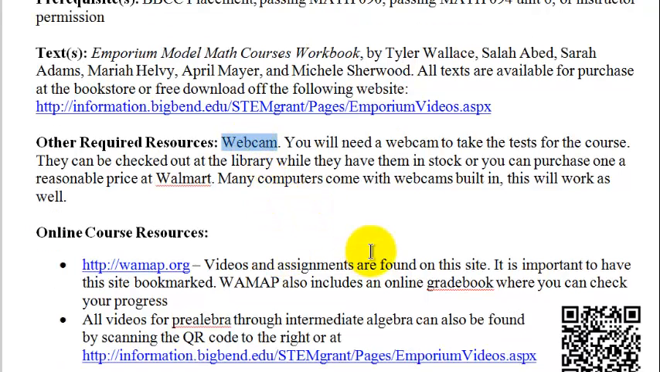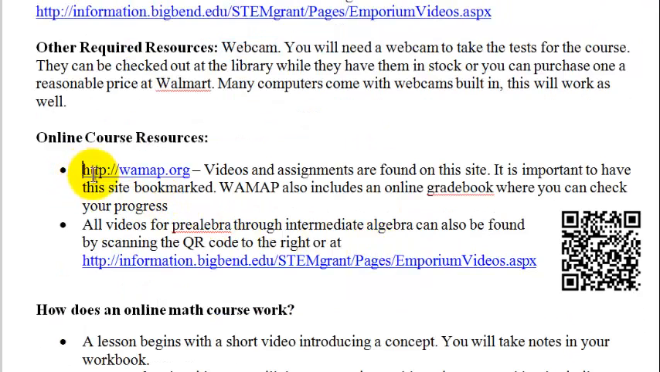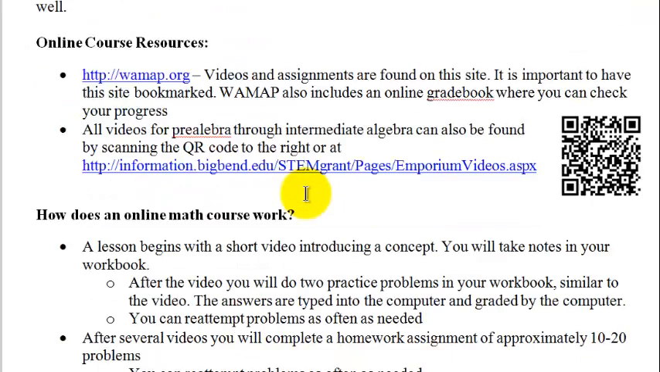Other required course resources, you need a webcam. The tests are proctored on a webcam. You need a webcam for this course to do the trial run of the software and get going. Other resources, we use this website, wamap.org, extensively. Probably a good idea to bookmark it. You'll be there basically every day.